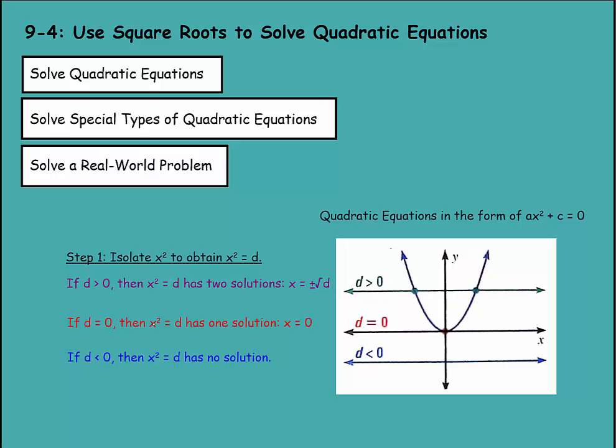If d equals 0, then x squared equals d has only one solution. The square root of 0 is 0. And that would look like this, where it crosses only once at 0. If d is less than 0, then x squared equals d has no solution, because you can't have the square root of a negative number like this. So let's put this knowledge to use.